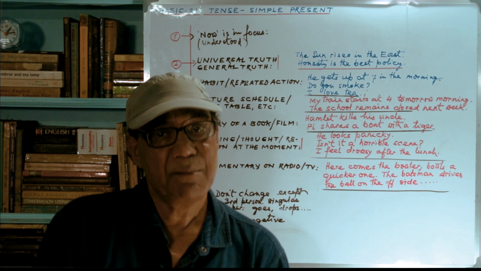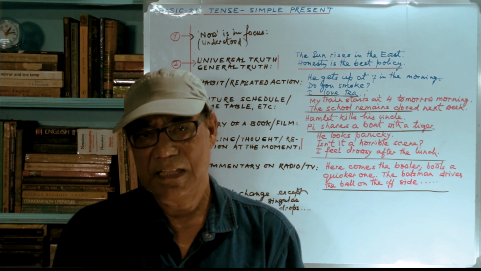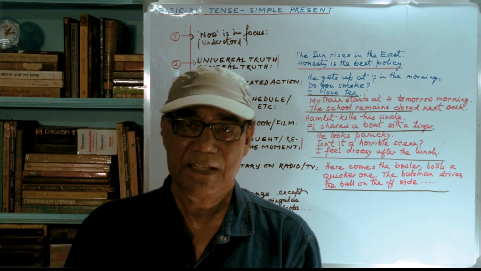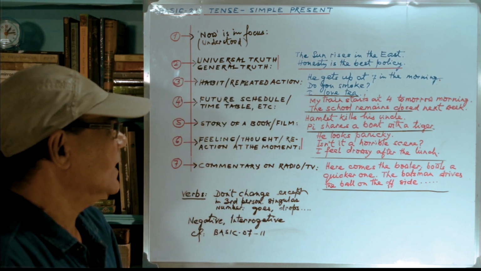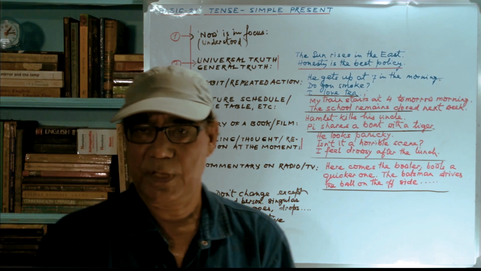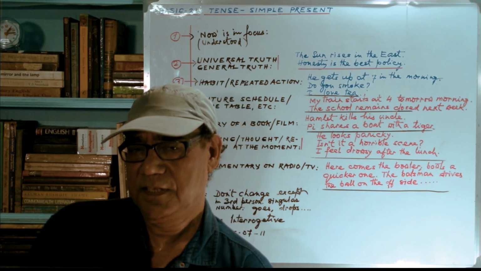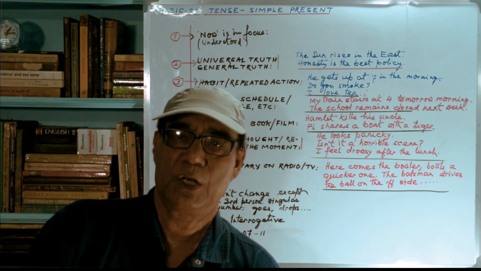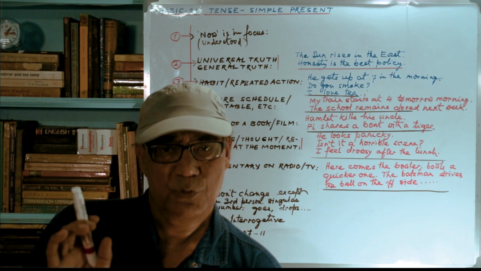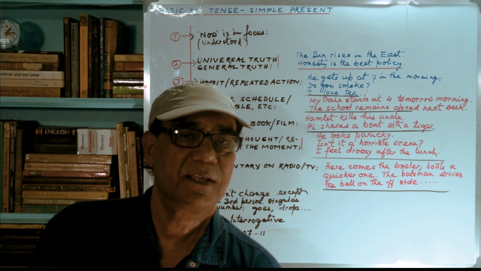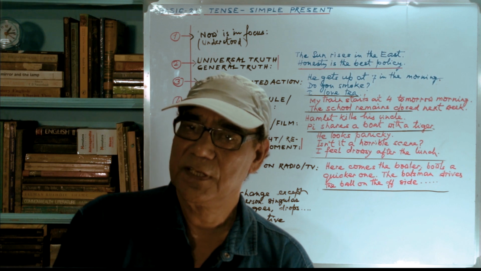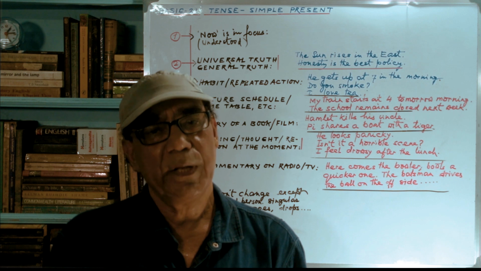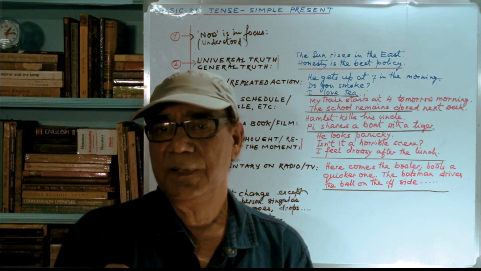But since the time is already decided in the present tense, I can use simple present tense. So this is the flexibility of this particular tense. The school remains closed next week. This is already decided that the school will remain closed. You can use "the school will remain closed," no problem. But if you say "the school remains closed next week," this is good English, because some future action that is already decided in the present time, we can use this form of simple tense format.